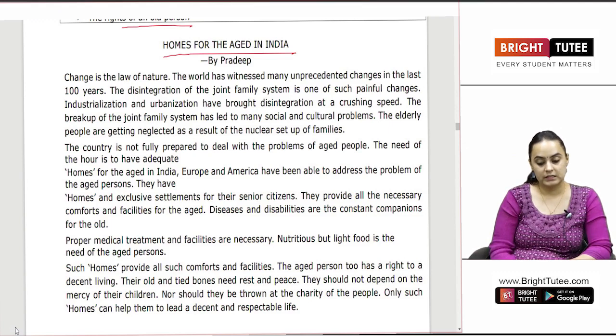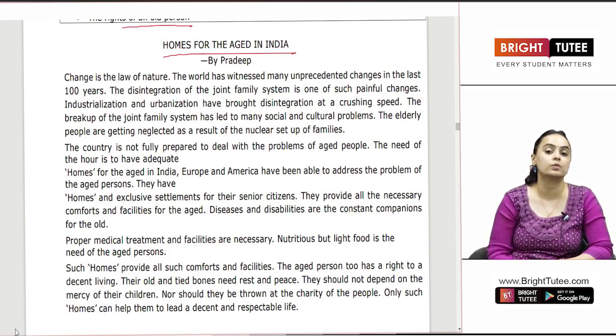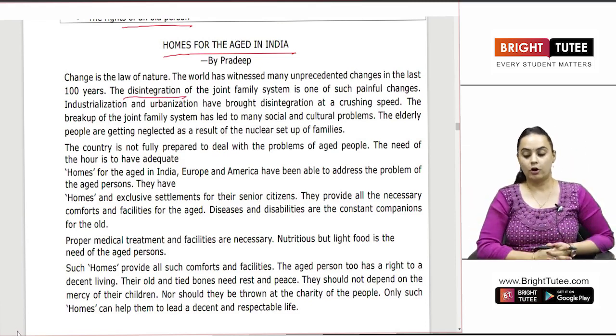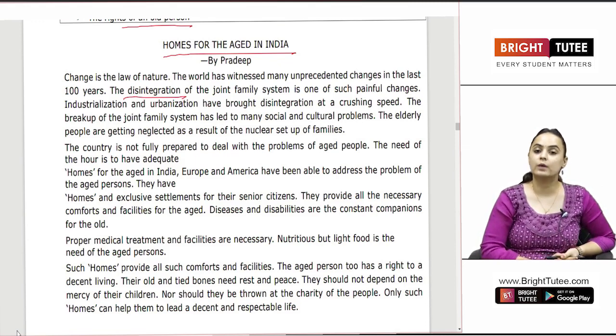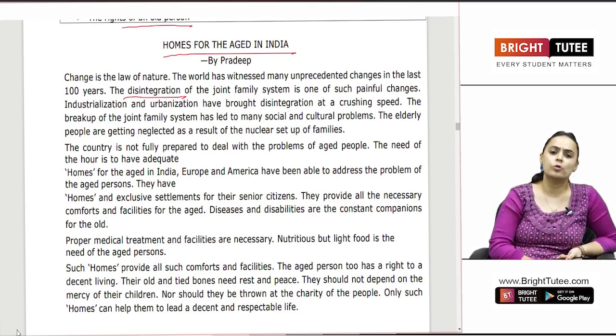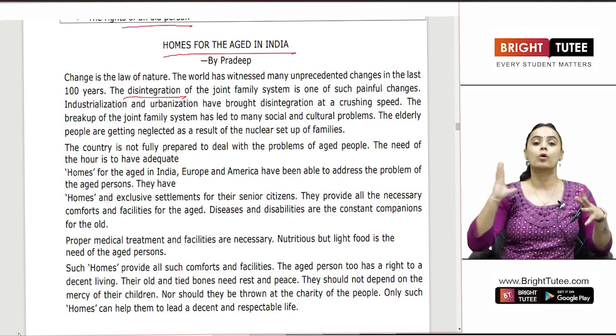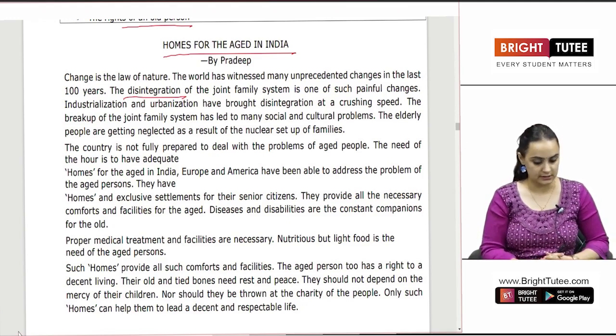The world has witnessed many unprecedented changes in the last 100 years. The disintegration of the joint family system is one such painful change. Disintegration, the breaking of the joint family system in India, is one such change which has caused a lot of pain to people. Industrialization and urbanization have brought disintegration at a crushing speed. And according to the writer, the reason behind this is the growing industrialization and the growing modernization that has come up in the society.